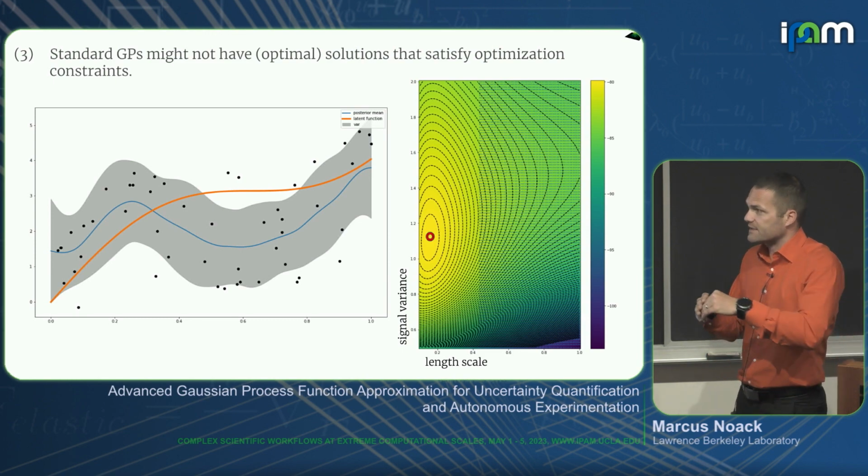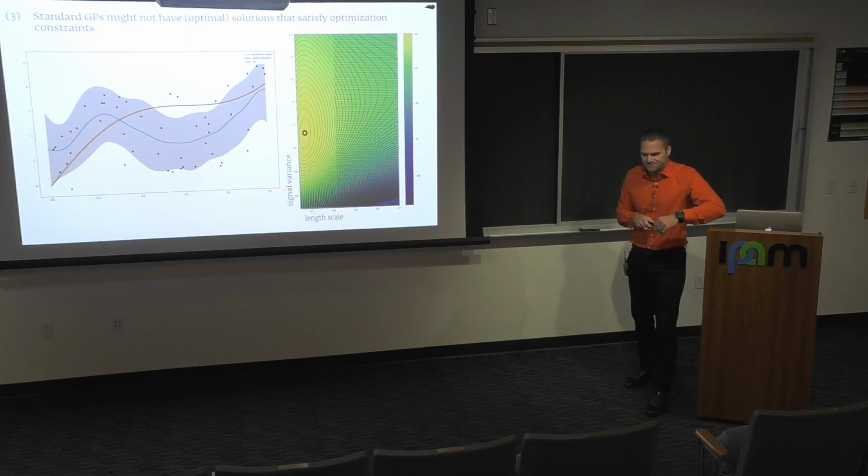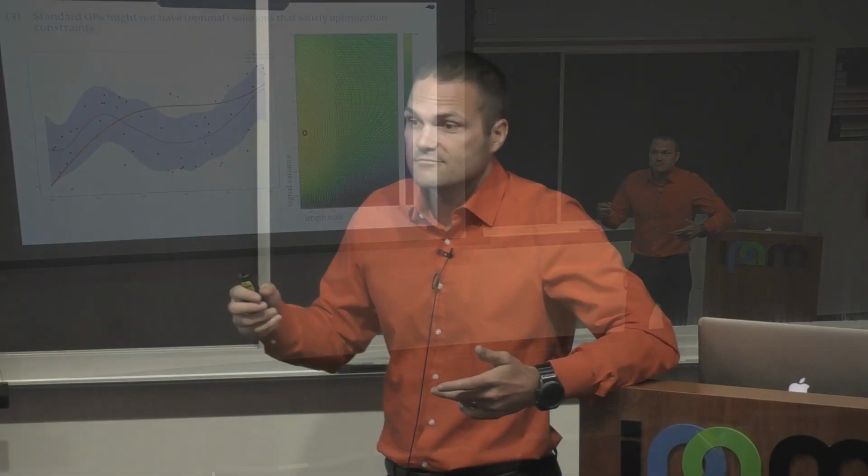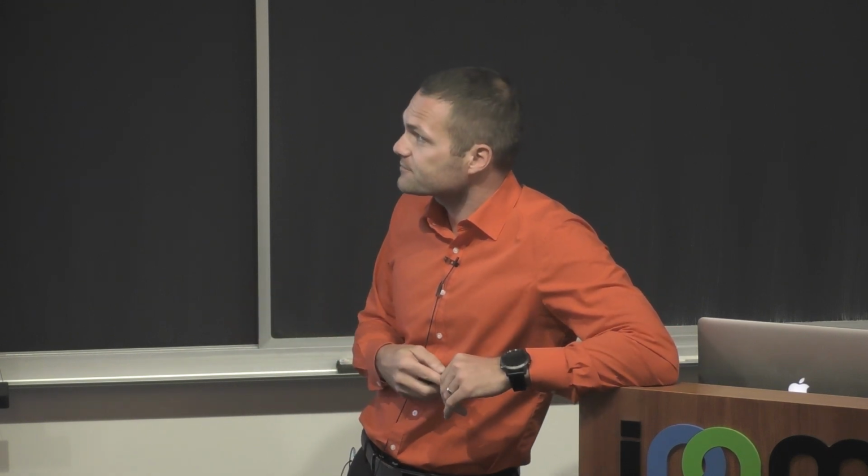There are lots of examples, and we're going to see one later, where there is just none. You try to optimize with this constraint optimization, and the optimizer just tells you it can't find one. There is no candidate solution that even satisfies the constraint. A big problem of standard GPs.